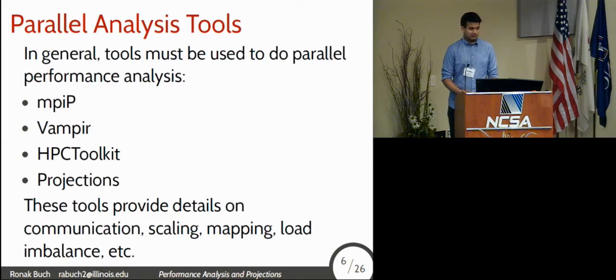Luckily, tool developers have identified these things and have worked on a few different applications to help developers work on performance problems they see in parallel programs. These are things like mpiP, Vampir, HPCToolkit, and of course, in our case, projections. These tools, as I mentioned before, provide details on communication performance of different applications, on how applications will scale on different jobs and on different sorts of machines, how mapping affects applications, what the degree of load imbalance is, and different aspects of parallel performance like that.